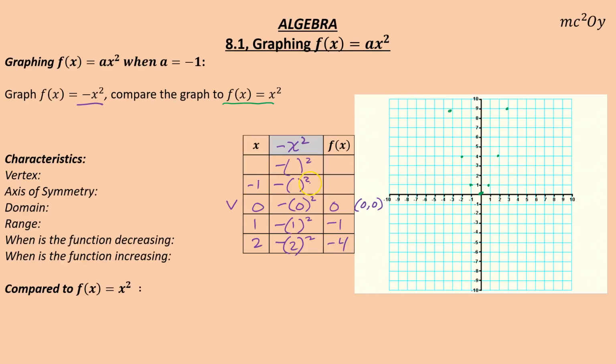I'm going to put negative 1 in. Negative 1 squared is 1. Times negative 1 is negative 1. I'm going to put negative 2 in. Negative 2 squared is 4 times negative is negative 4. And so I have these points. I have negative 2, negative 4. I have negative 1, negative 1. I have 1, negative 1. And I have 2, negative 4.